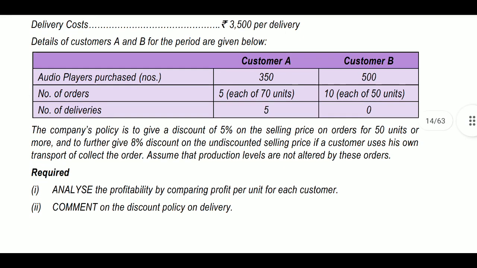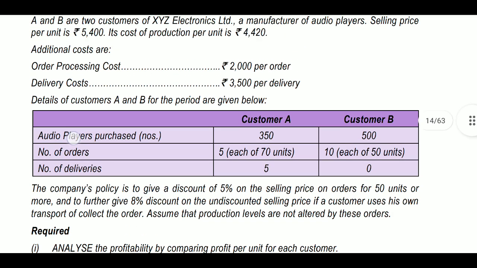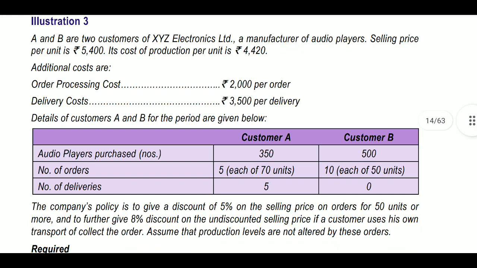Next, the company policy is to give a discount of 5% on selling price on orders for 50 units. So if any person orders 50 units, they get the 5% discount. Our customers purchased 70 units and 50 units, so both will get the 5% discount, on which selling price will be 5400 into 5%, that is 270. So it is a quantity discount.